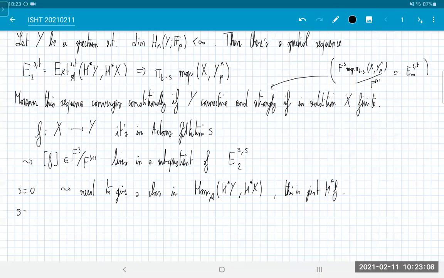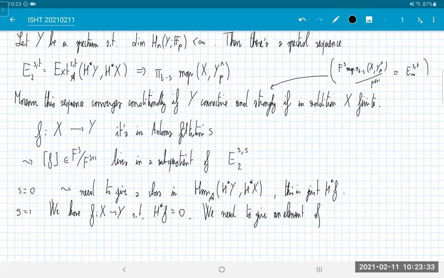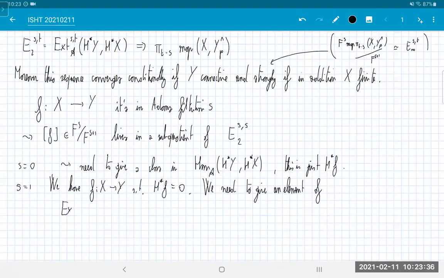So, okay, let's go to Adams filtration one. So we have f from X to Y such that H^*f is zero. We need to give an element of Ext^1 from H^*Y to H^*X, i.e., if you remember what Ext is, the isomorphism class of an extension.